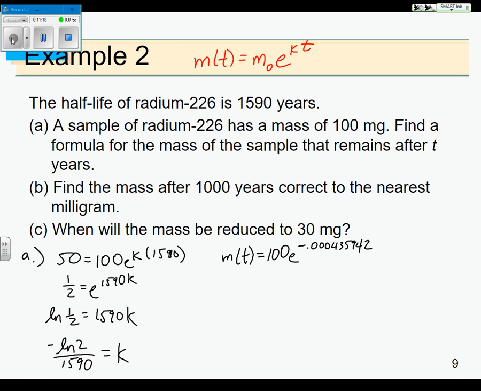That'll work. And so if I'm looking to find the mass after 100 years, that's what we just did a while ago. I just plug in 100 for my t, which I left off again. Man. All right. After 1,000 years. There we go.